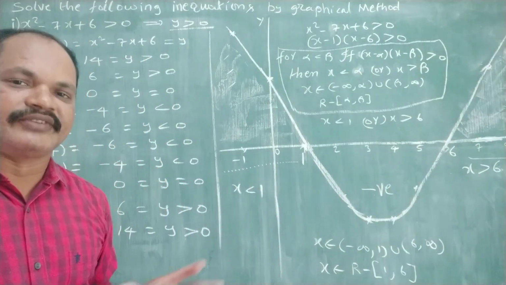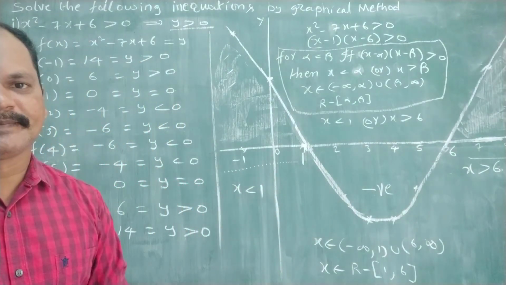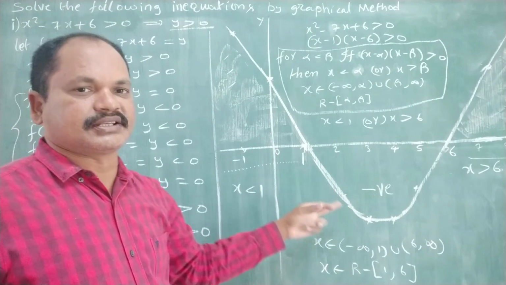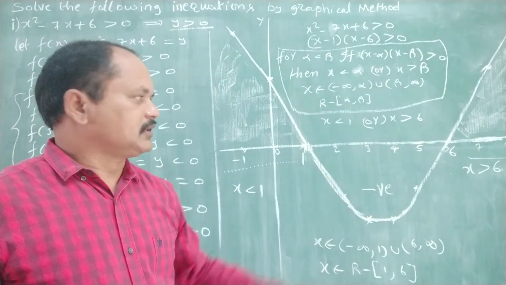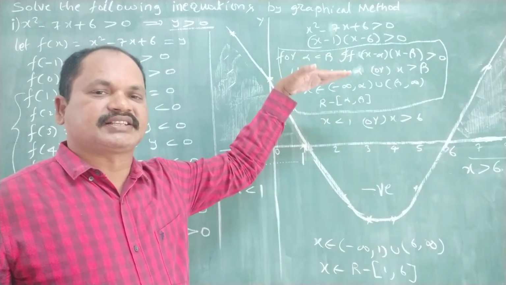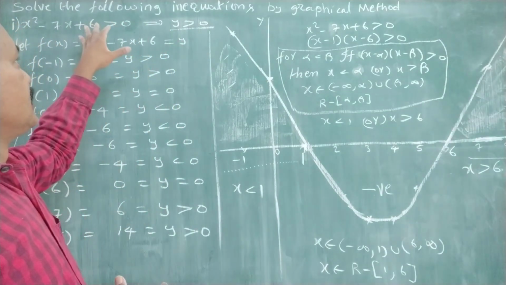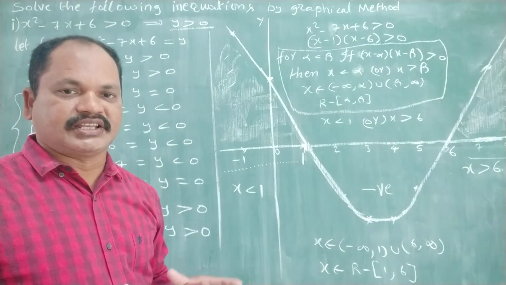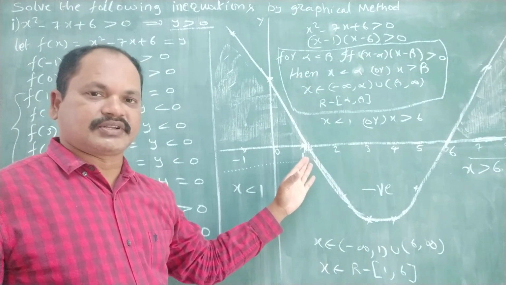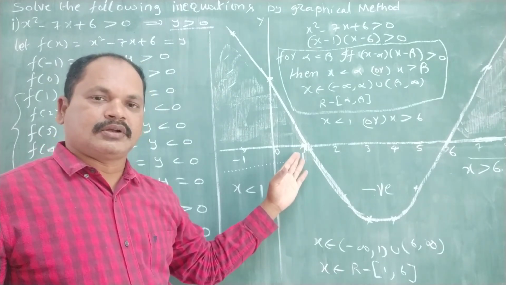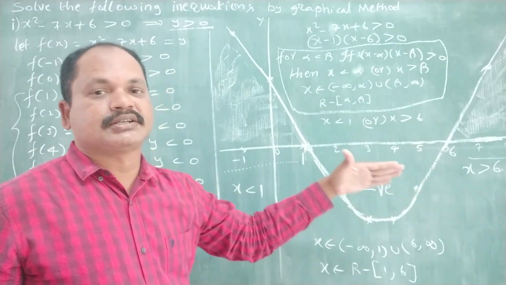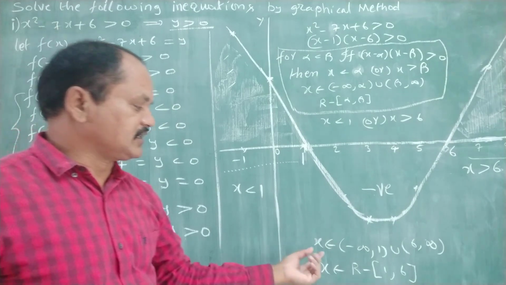That's why this is a very important concept. Are you clear? According to the graphical representation, the graph is an upward parabola. Below the x-axis is negative, above the x-axis is positive. That's why the given expression is positive. From the given inequation, the set of real numbers below 1 and the set of real numbers above 6 satisfy this inequation. That's why this is the solution set.